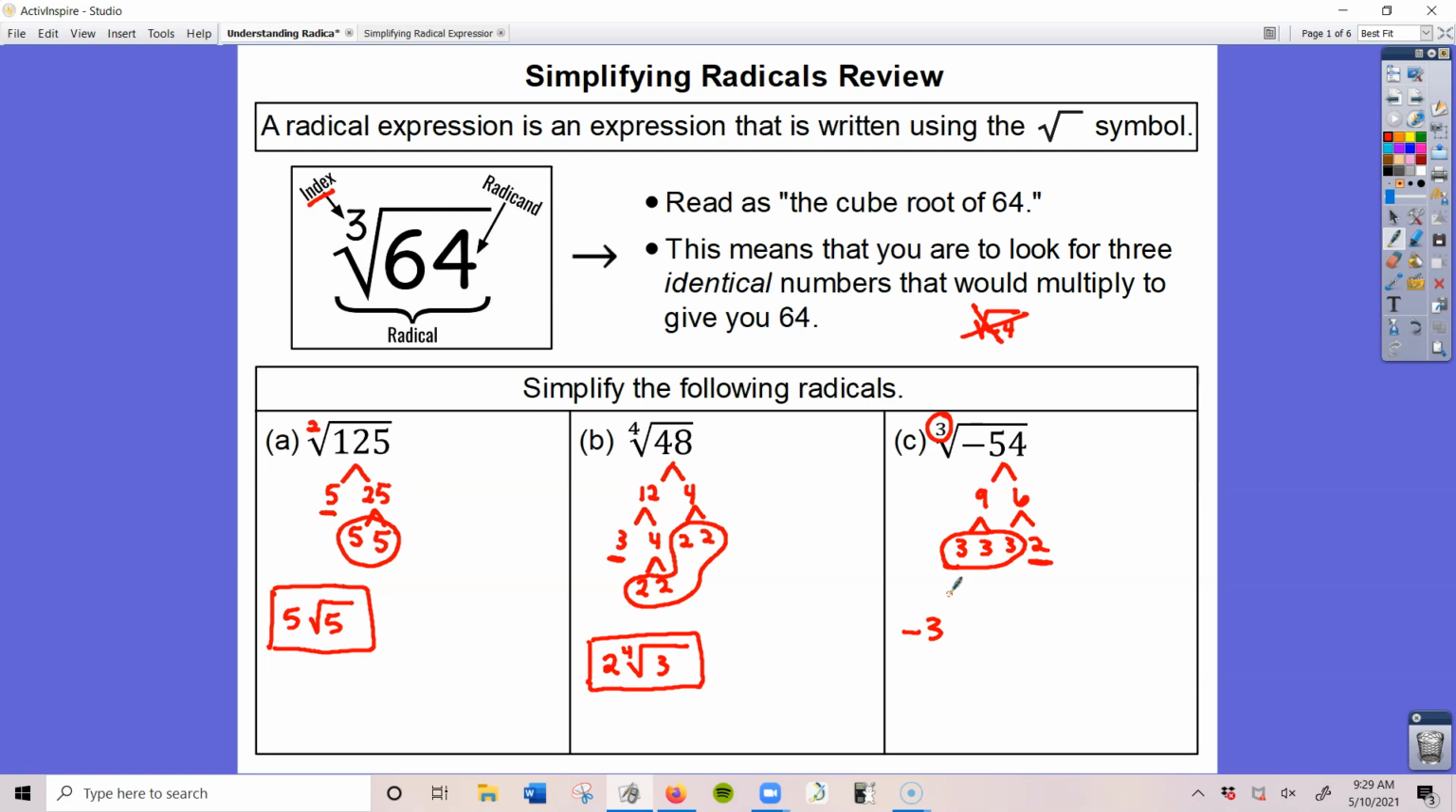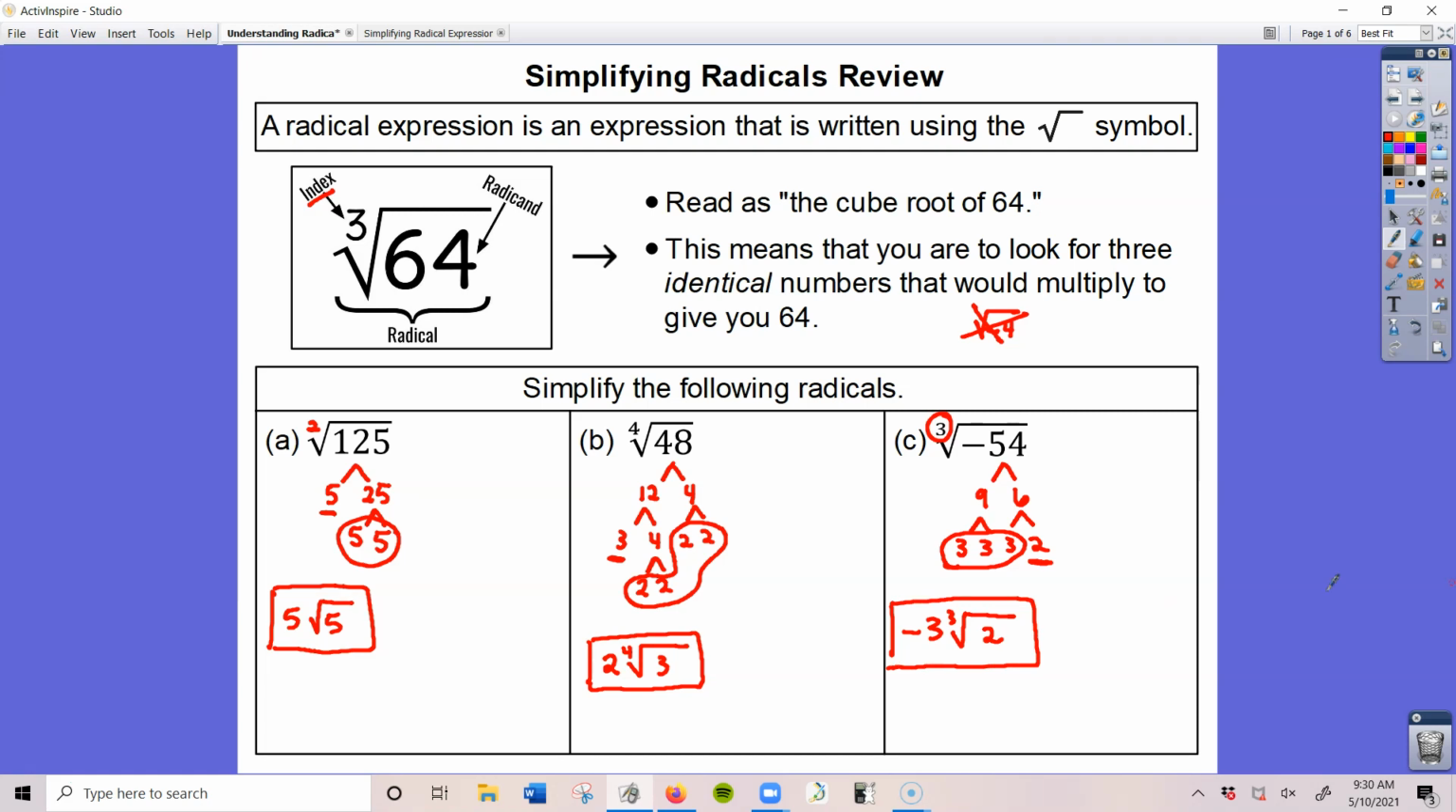Negative 3 times negative 3 is positive 9, times negative 3 is negative 27, times the positive 2 will give you that negative 54. So that's what I mean by if it's negative in here, just bring the negative outside. So negative 3, and then the cube root of 2. And this would be my answer.